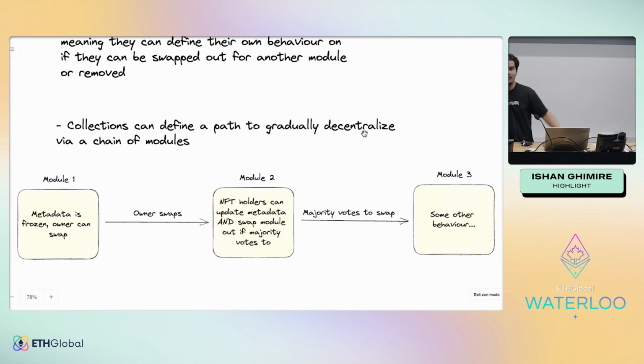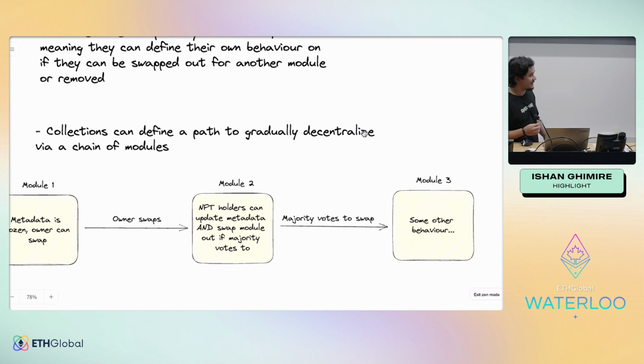And then the mint happens. All the NFTs are distributed, maybe to each one of you. Everybody owns the NFT. And then the owner can swap this module out for a more decentralized module, right? So module 2 now says that if all the holders of the NFT on the collection vote on updating the metadata to something of their choice, they can. And maybe they can also vote to swap the module out. So you've not just decentralized who can update the metadata, but you've also decentralized who can define the behavior of who can update the metadata. So it's kind of like a meta decentralization. And then, maybe after this, they vote to also swap this module out for an even more open module.